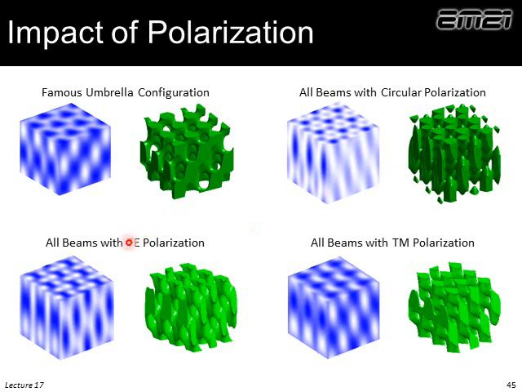If we made them all TE polarization, so they're all linearly polarized, here's the lattice we get. If we made them all TM polarized, here's the lattice we get. And again, we keep coming back to this first one, this umbrella configuration, looking the best. So usually we want to maximize the visibility of our 3 chosen grating vectors and minimize the visibility of the 3 that we ignored. Usually, that may not always be the case.